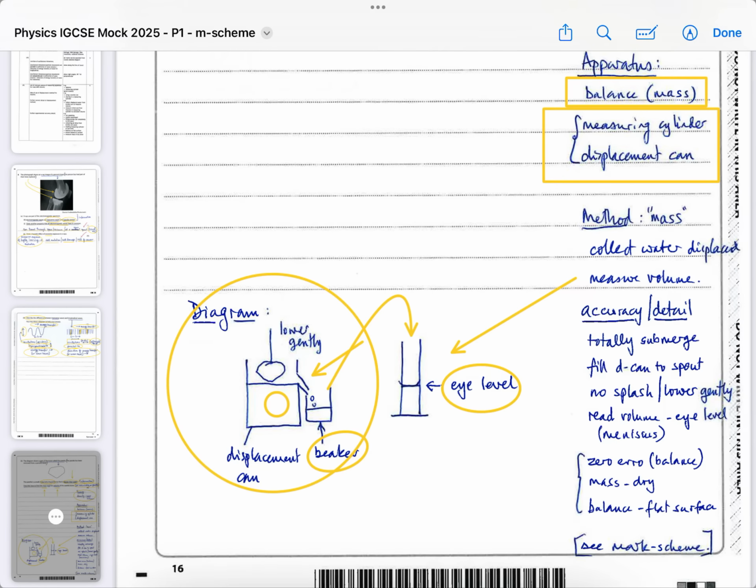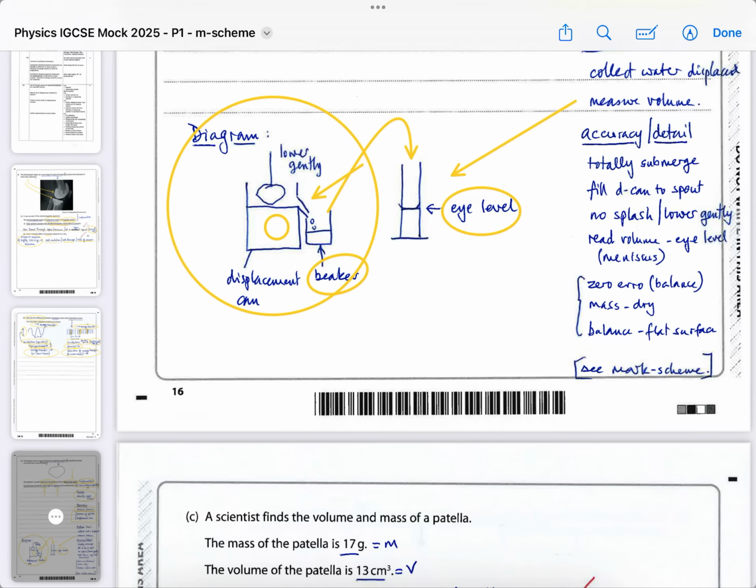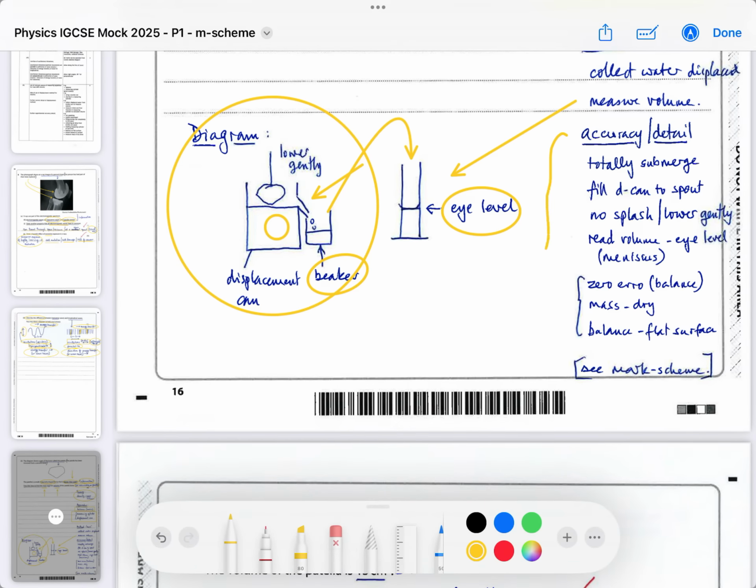And then, obviously, further detail will give you more marks, and here's some accuracy points I've listed for you. So all of these points will help you with accuracy. Okay? Totally submerge. Fill the displacement can up to the spout. Remember, the spout is the bit where the water comes out. No splash, try to avoid splashing, so you lower gently, read the volume at eye level, and remember the meniscus, yeah? Eye level and the meniscus is a key point for doing these questions.